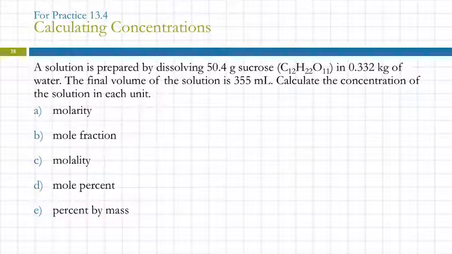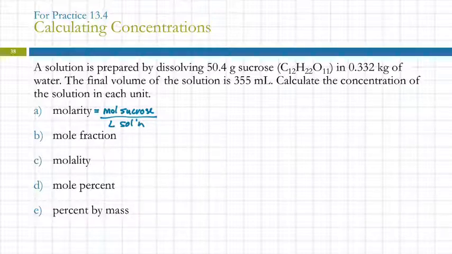Okay, this is a fun one. Solution is prepared by dissolving 50.4 grams of sucrose in 0.332 kilograms of water. The final volume of the solution is 355 milliliters. Calculate the concentration of the solution in each unit. So let's start at the top. Molarity. What's the definition of molarity? Moles per liter. Moles of sucrose per liter of solution.